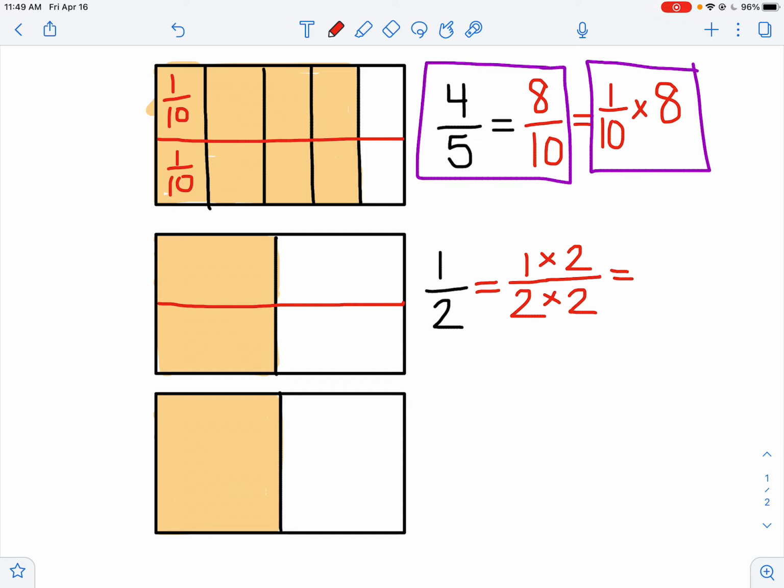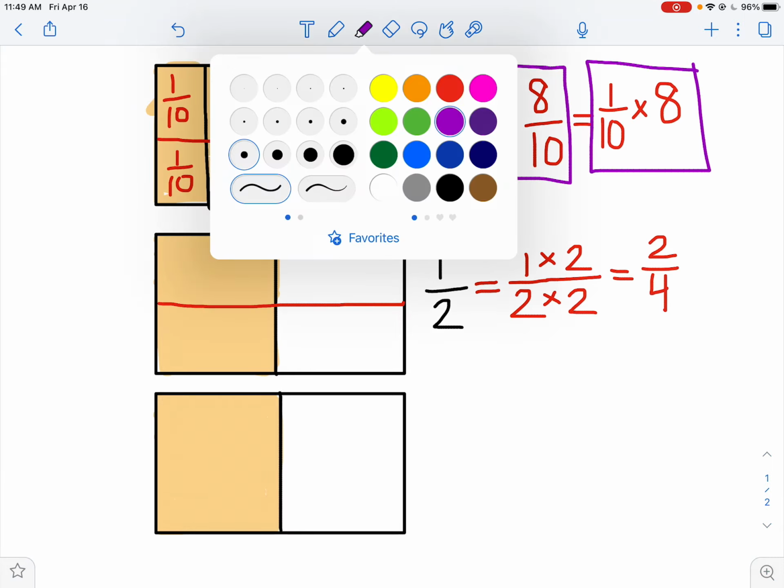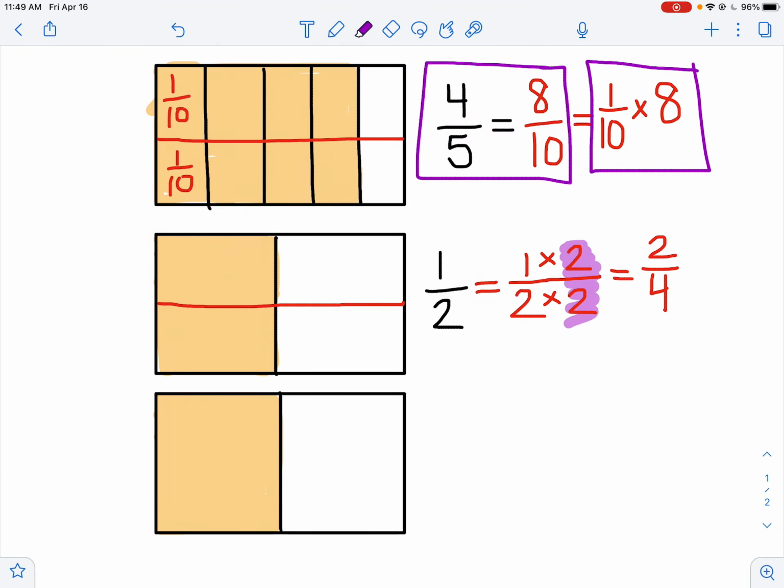And therefore, if we multiply across, if we multiply our numerator and our denominator both by 2, if we double both of them, we'll get the equivalent fraction of 2/4, which is exactly what's modeled here. So by multiplying both parts by 2, or doubling both parts, we were able to find an equivalent fraction. We can do that with any number, right?